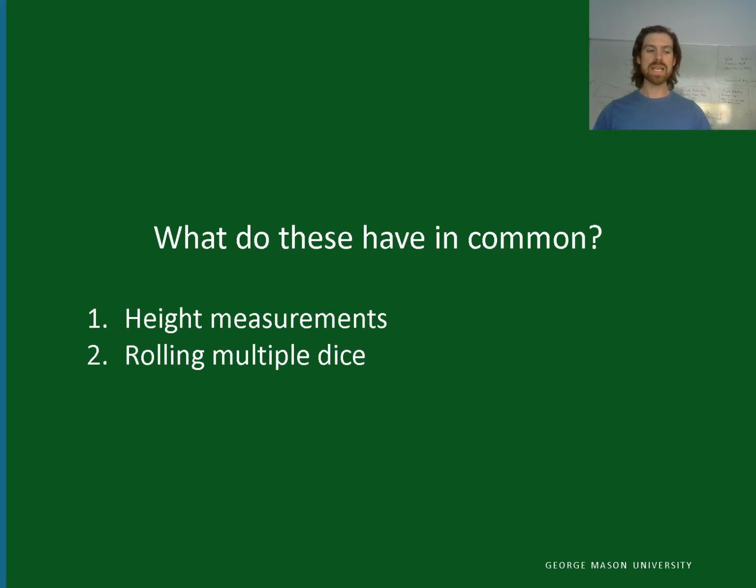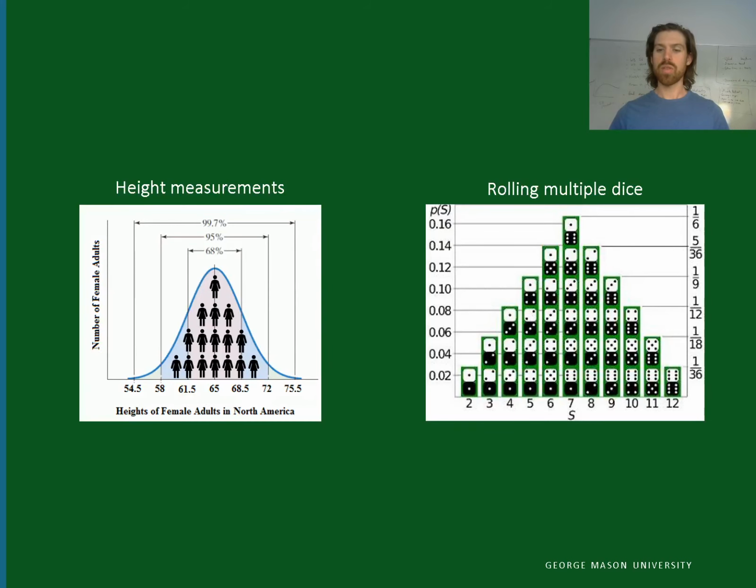But I'm going to start with some really easy examples. So my question therefore is, well, what do these two factors have in common, these two areas? So height measurements is just one example, and then as a second example, the rolling of multiple dice or die. So they are essentially normally distributed. So what do we mean by that? That means that the values that we obtain when we take either measurements for height, for example, or when we roll multiple dice, exhibit similar statistical properties.